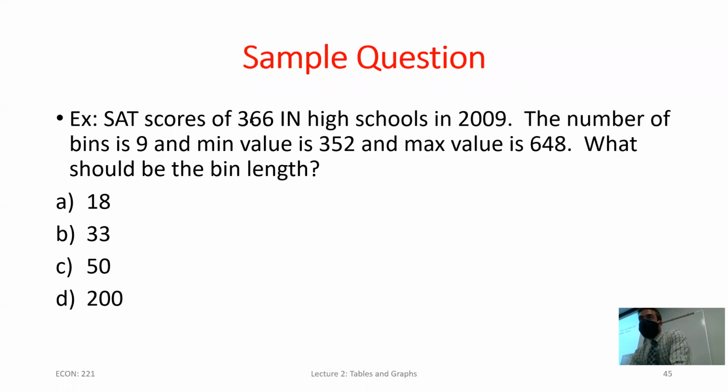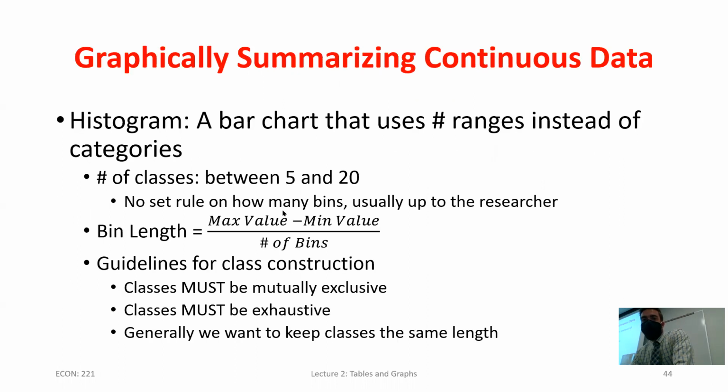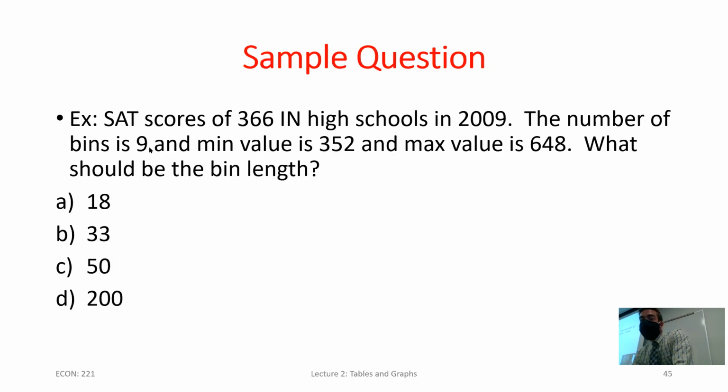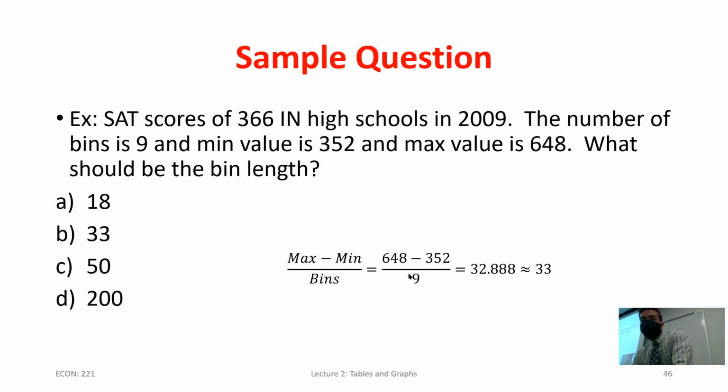So let's say I had some SAT score data and I had high school averages, and the highest high school average is 648, the lowest or minimum is 352, and I want 9 bins. All I do is use my bin length equation. All I'm doing is plugging in values: I have my maximum, my minimum value, and I know the number of bins I want is 9. So I plug those values in, and I get 32.88.